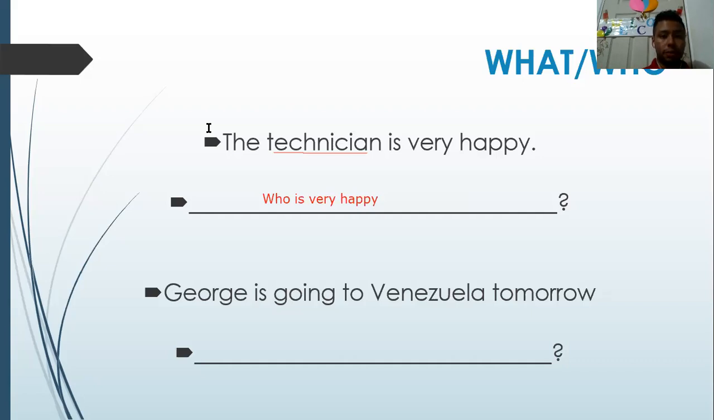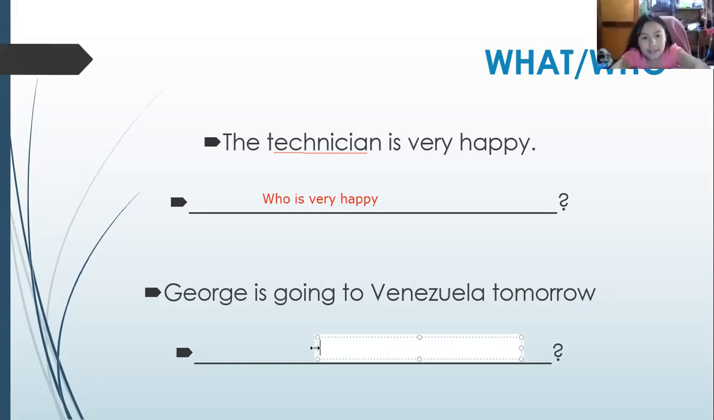Esther Palacios, next one. So George is going to Venezuela tomorrow. We need to make the question. For example, what is going tomorrow? Who is going tomorrow? Exactly. But it's missing something. Who is going to Venezuela? Exactly. Who is going to Venezuela? Who is going tomorrow?